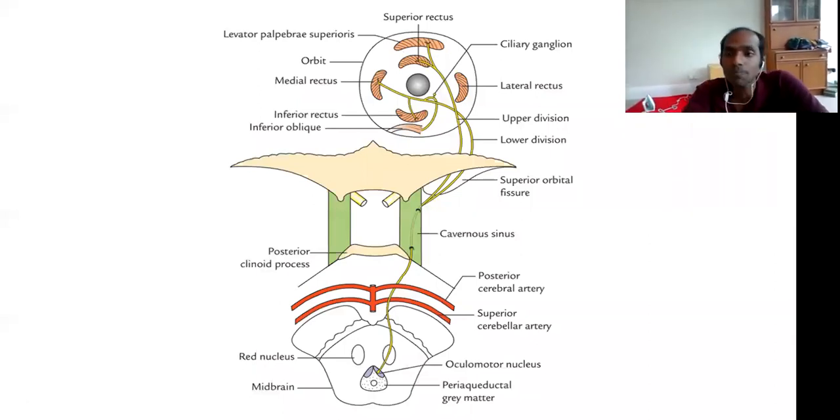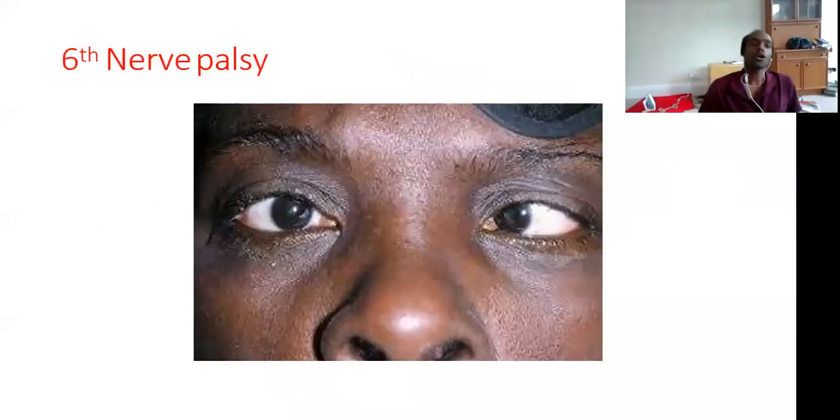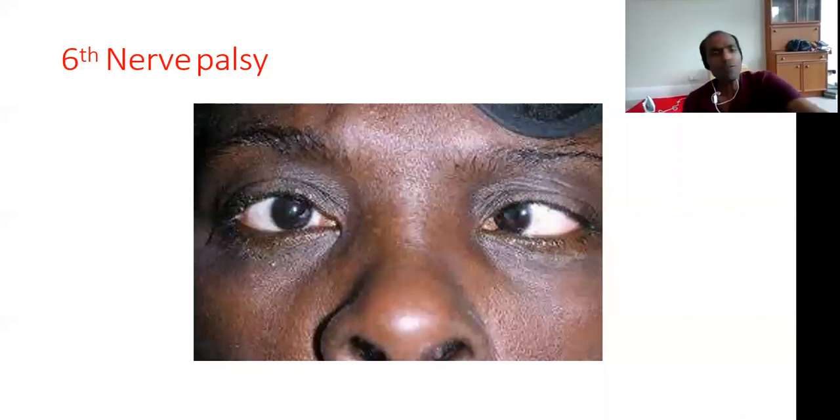And any questions, please post them on the chat. Right. We move on to the 6th nerve now. All of you probably would have seen a 6th nerve palsy. This image is nice. It shows you a very obvious 6th nerve palsy where the eyeball is pulled medially. Why is it pulled medially? Because the lateral rectus is no longer working.